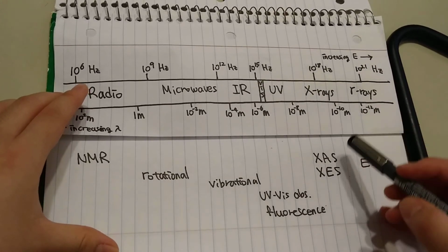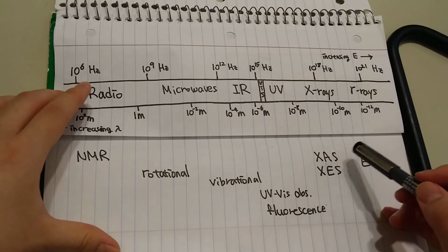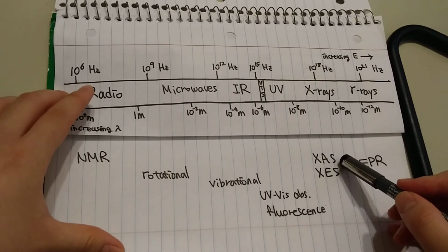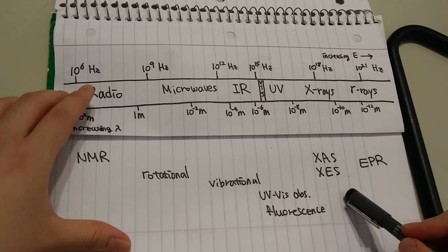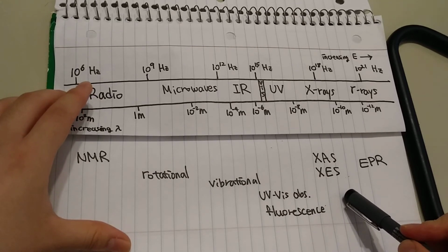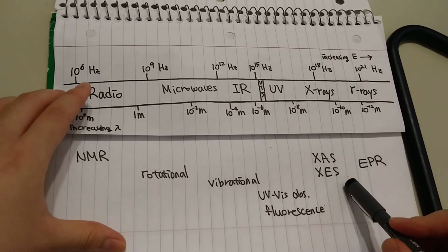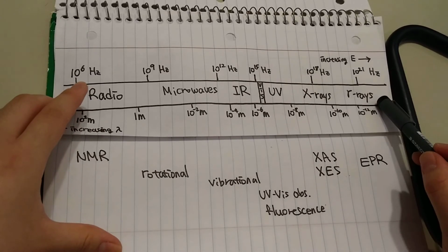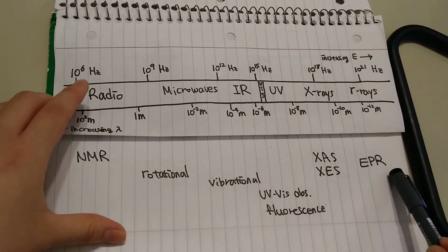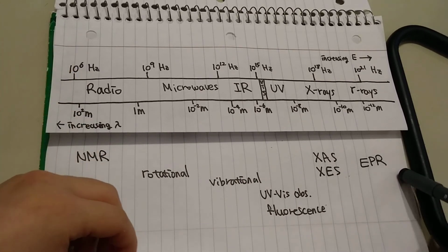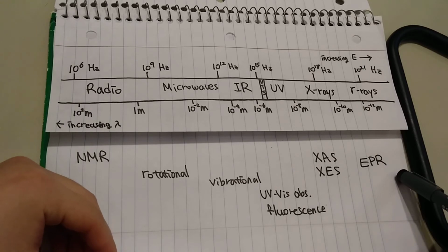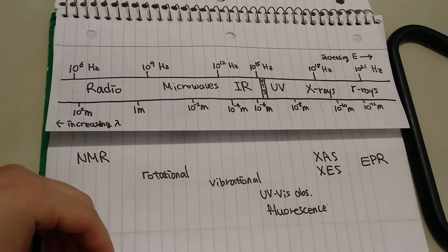And in X-ray, there is X-ray absorption spectroscopy and X-ray emission spectroscopy. These are inner shell spectroscopies for core electrons, not for valence electrons. And in gamma ray, there is EPR, electron paramagnetic resonance spectroscopy. It is used to study chemicals with unpaired electrons.